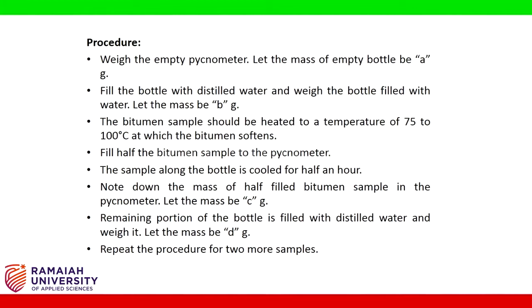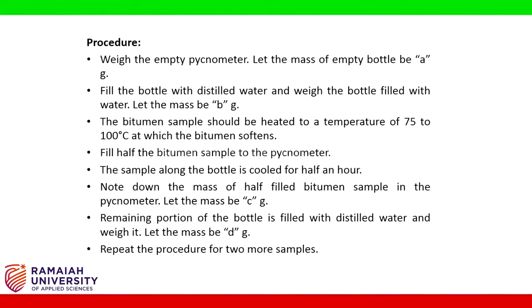The bitumen sample should be heated to a temperature of 75 to 100 degrees Celsius at which the bitumen softens. Fill half the bitumen sample into the pycnometer. The sample along with the bottle is cooled for half an hour. Note down the mass of the half-filled bitumen sample in the pycnometer. Let the mass be C grams.